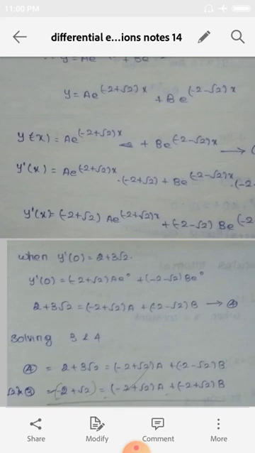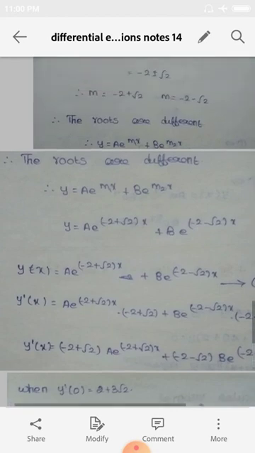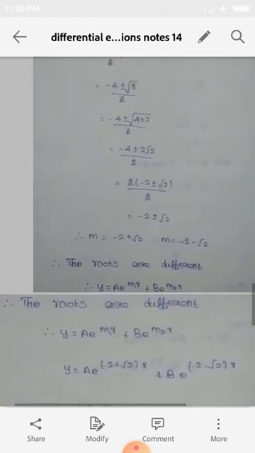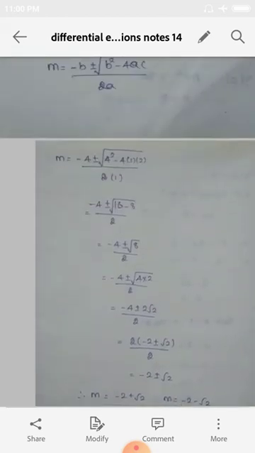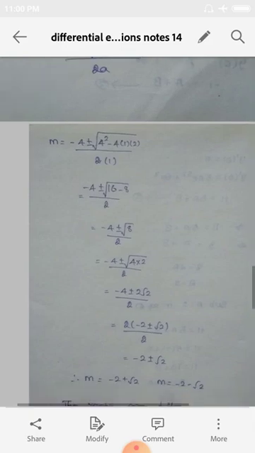Right, girls? Okay, girls, please go through the problem. This is an important 5 marks type. So if you have any doubt, you can ask me, I will clear your doubts. Okay, students, thank you.